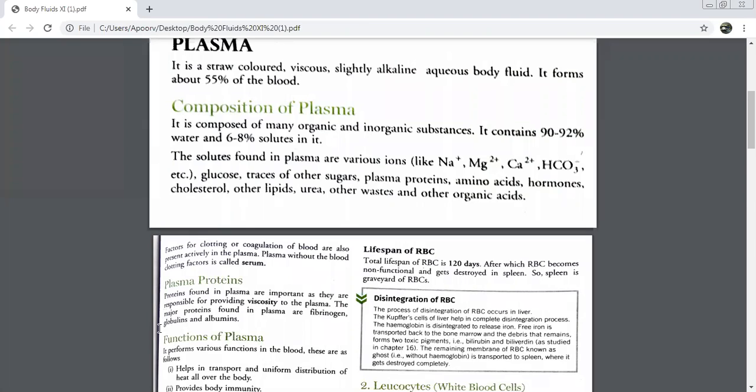Which is the third kind of protein? Albumin. Albumins. Have you heard about the albumin word? Yes, ma'am. Where have you heard this? Egg. Yes, you heard this. So basically, very good. This is again a protein which is made by your liver only.